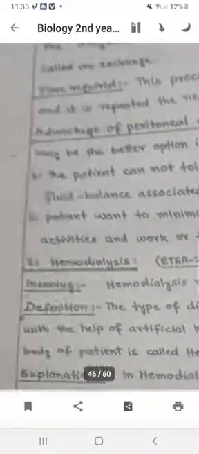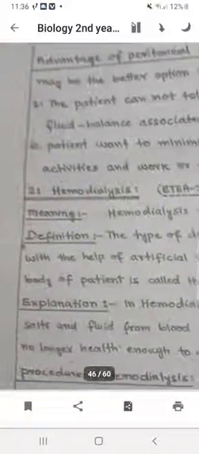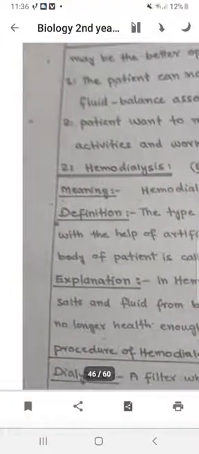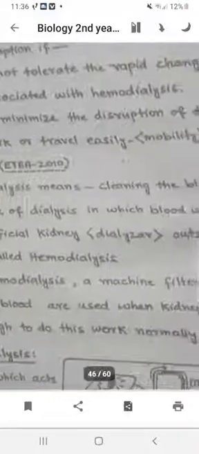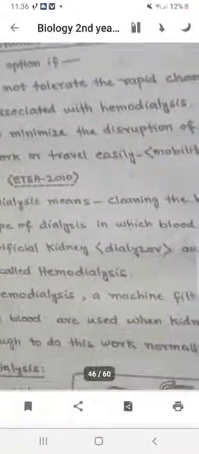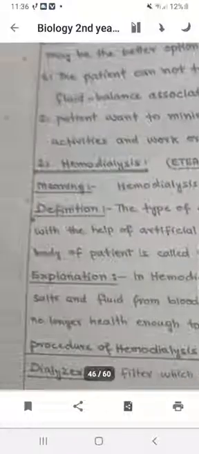Advantages of peritoneal dialysis. Peritoneal dialysis may be the better option if, number one, the patient cannot tolerate the rapid changes of fluid balance associated with hemodialysis. Number two, the patient wants to minimize the disruption of daily activities and work or travel easily. Mobility.